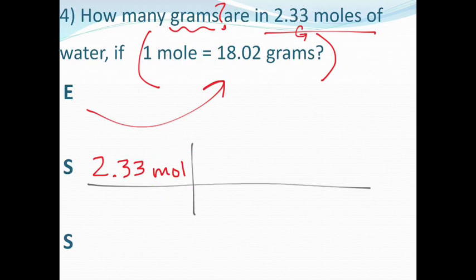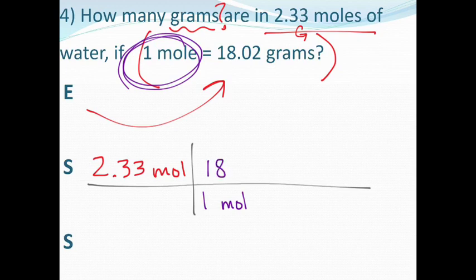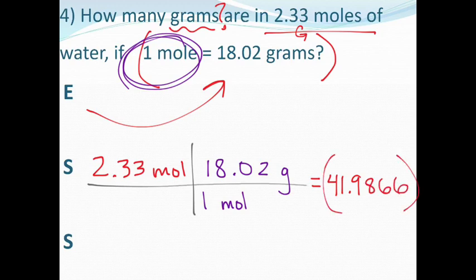So if we've got moles on top, then we need to cancel them out, get our grams by putting the 1 mole on bottom, and then that 18.02 grams can go on top. And that's it. That's all we got to do. So I just need to do 2.33 times 18.02, which my calculator tells me is 41.9866. And looking back at our given, 3 sig figs here means I just want to keep these 3 sig figs, but we have to round it to 3 sig figs.